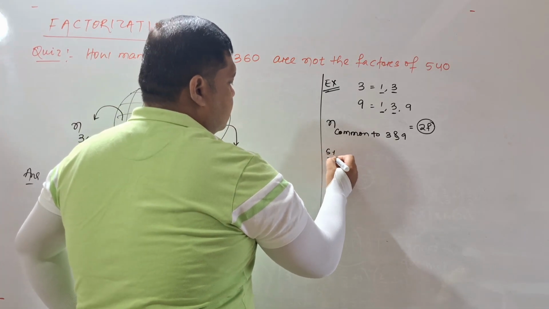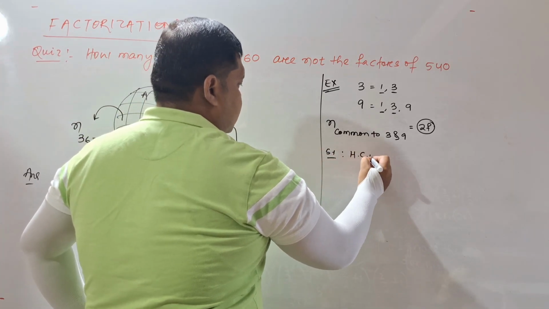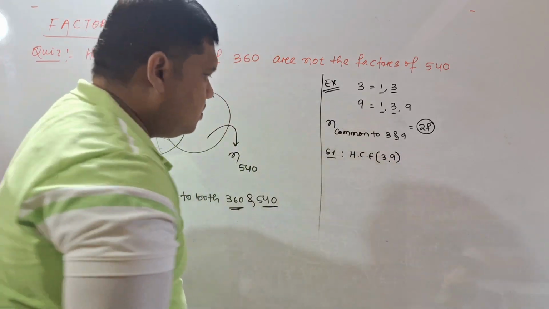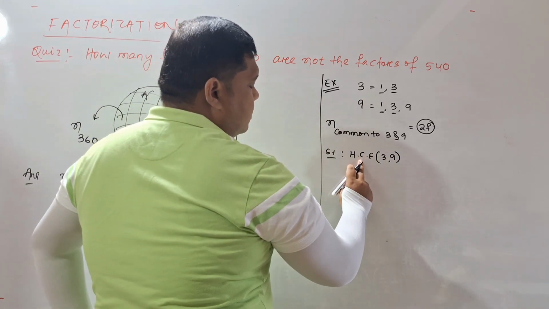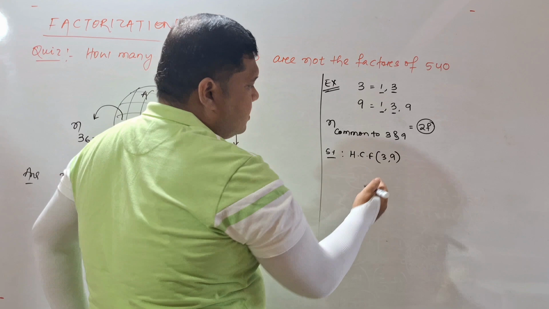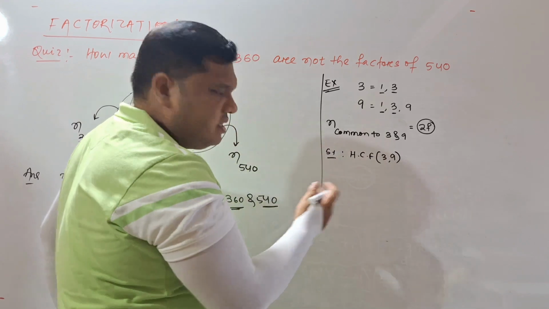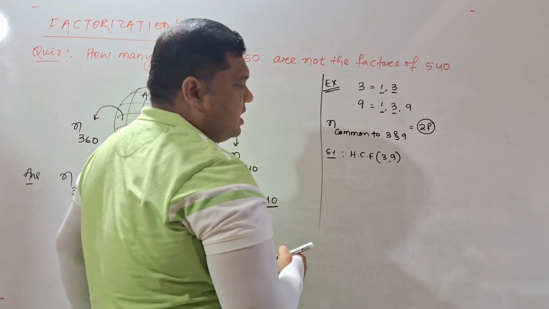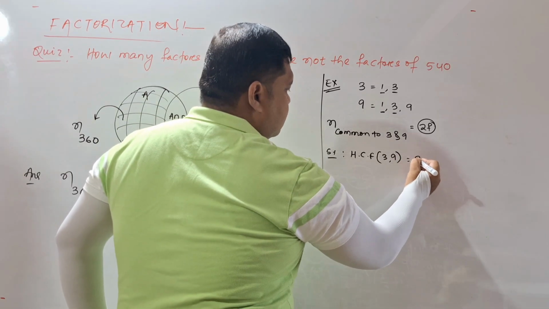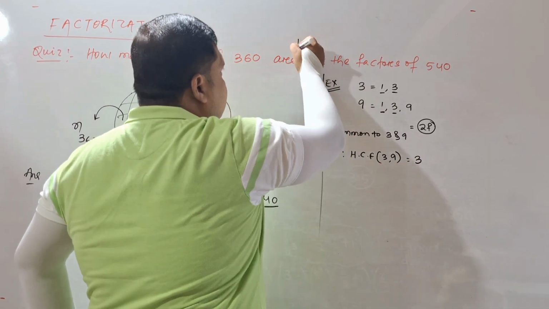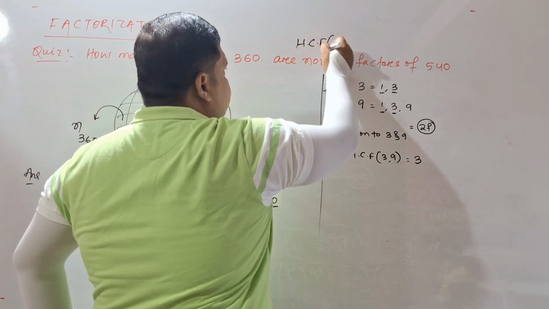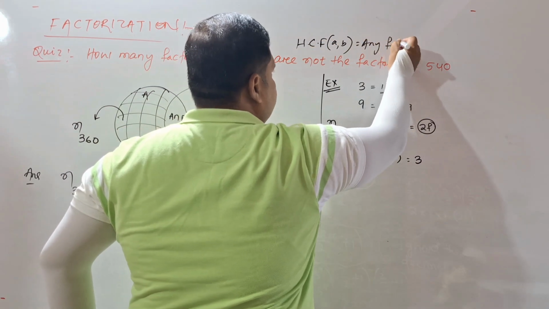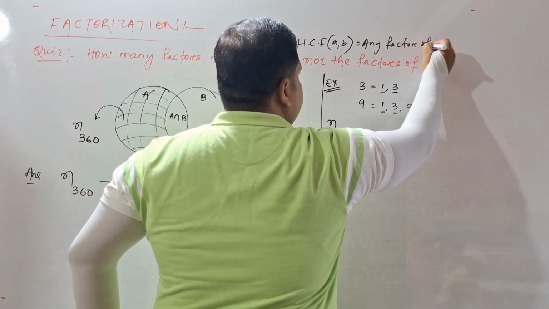How to find it? Step 1. You find the GCF of 3 and 9. And how to find the GCF? You know the smart approach. Here any factor of their difference. Here GCF of 3 and 9, you can easily visualize, because if I divide by 3, I get 1, and here 3. So the answer is 3. But for the smart approach in CAT, whenever the question is to find the GCF of any two numbers, you apply this one: any factor of their difference.